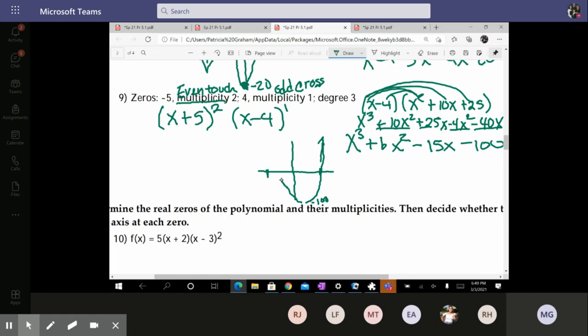Come back up. But it's not going to cross that x-axis. It's going to touch that x-axis and turn back down, because that's a 2. The multiplicity of this -5 is an even number. And when it's an even number, that says you're going to touch it and go back. Okay?